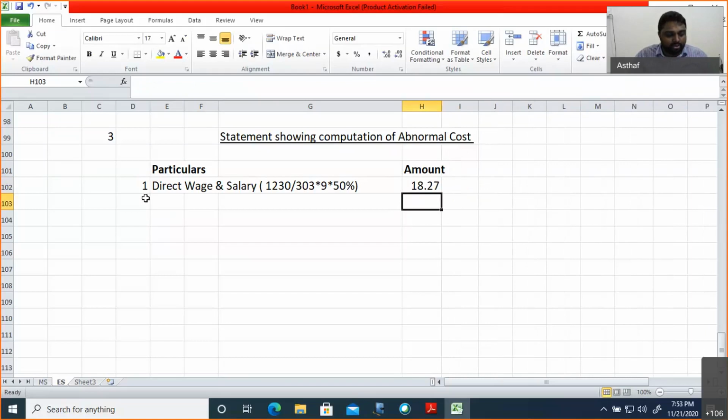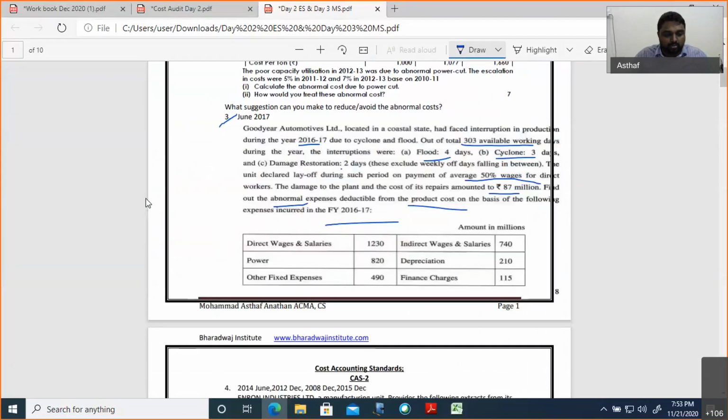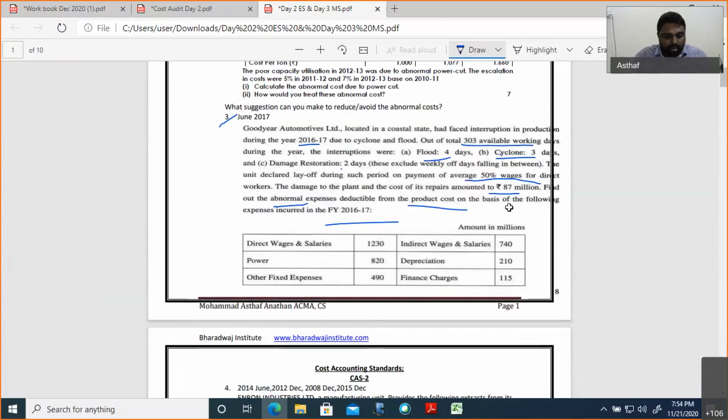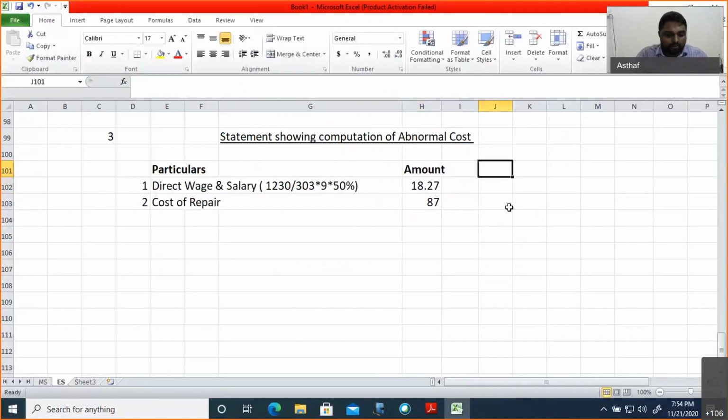What is next? Next will be directly the cost of repairs. This is because of the flood only. So what is the cost of repair? 87. Now other fixed cost. Other fixed cost we have to apportion.